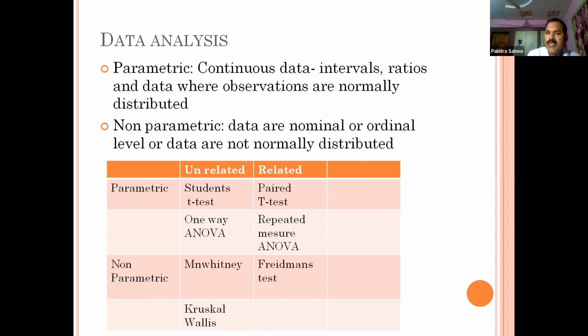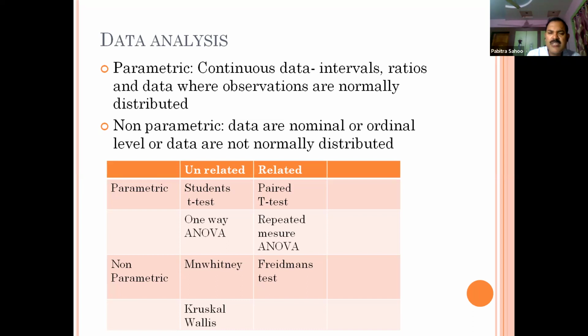When you are doing qualitative research, or when you have data in the form of scales rather than parametric data, then you use non-parametric tests. If you are taking two different groups, then a non-parametric test is used. If you are doing an analysis between related groups, then the Wilcoxon test can be used.